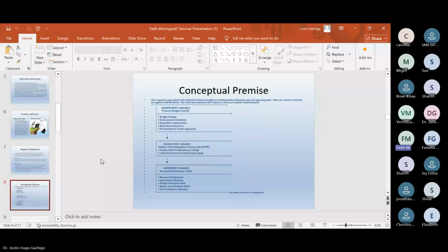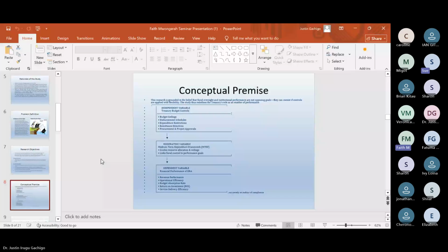My dependent variable is the financial performance of KRA, for which I'll pick indicators of revenue performance, operational efficiency, budget appropriation rate, return on investment, and service delivery efficiency. The next slide is an explanation of my conceptual framework and the legal framework of treasury control, which is based on Article 225 of the Constitution and the PFM Act.